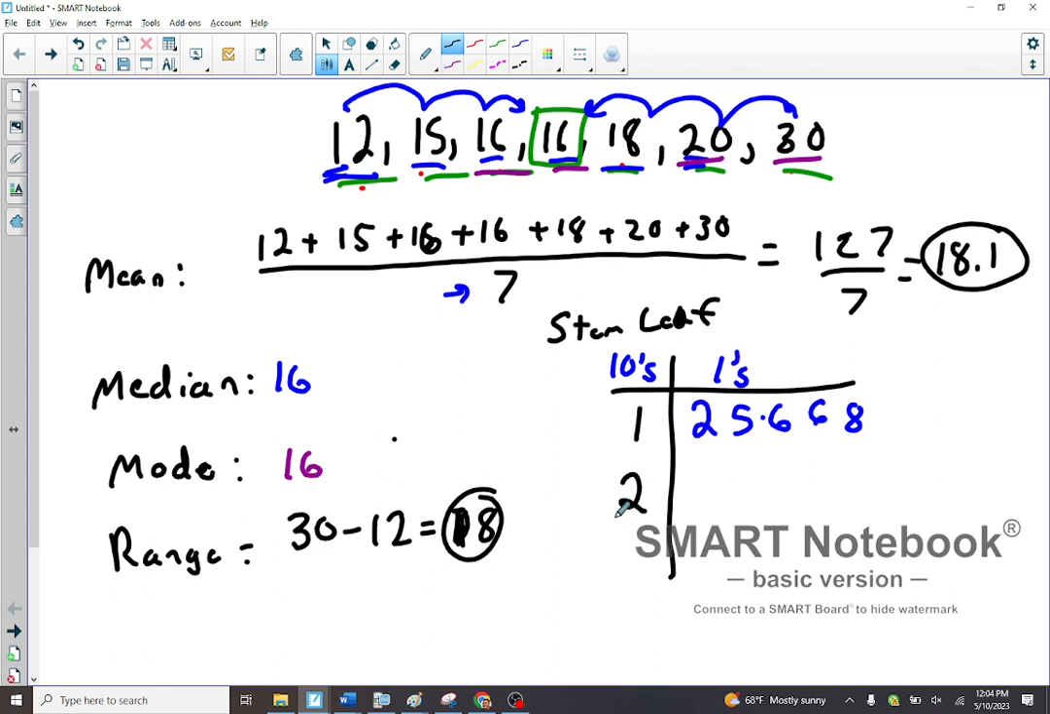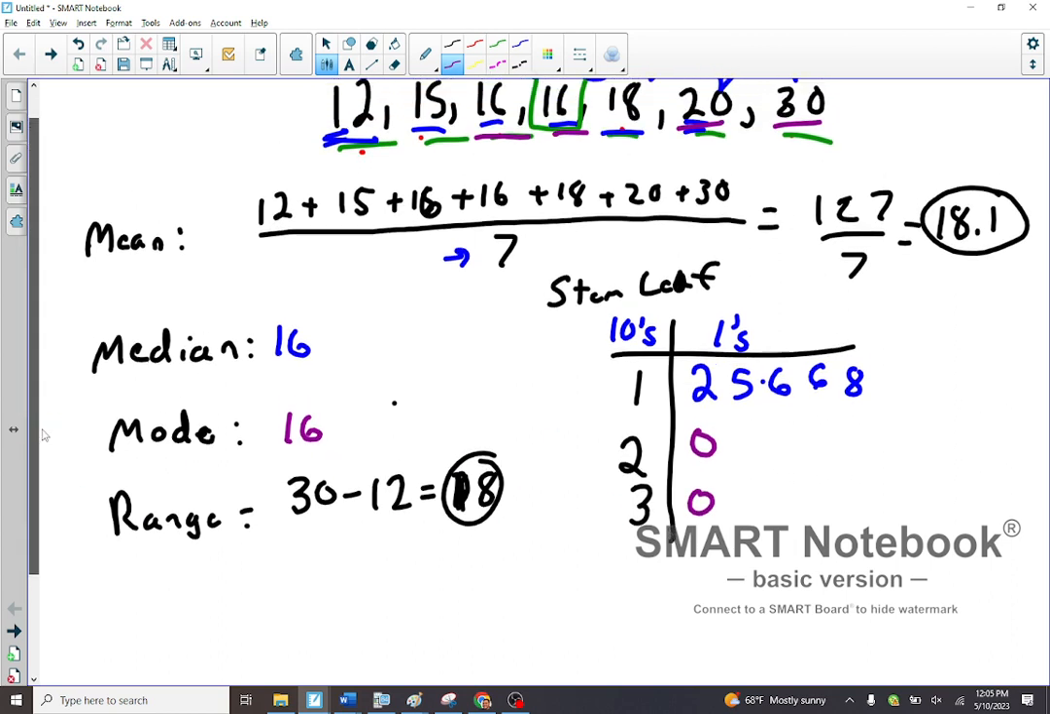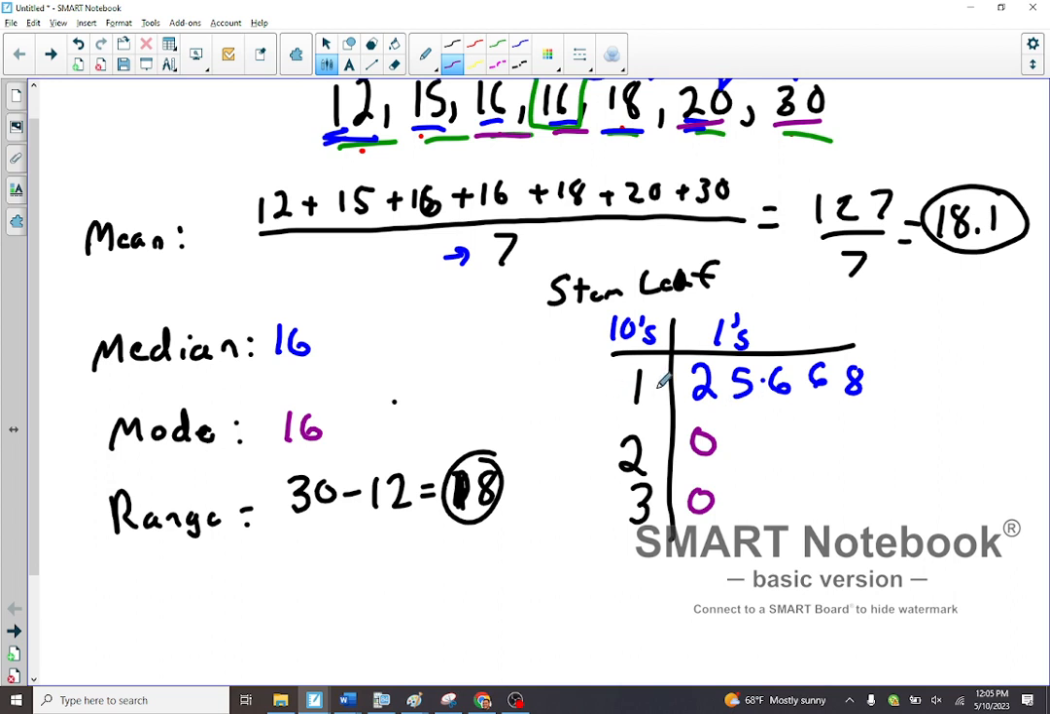I should have put 3 for a stem. For 20, I'm just putting a 0 because I have exactly 20. And for 30, I'm going to put a 0 because I have exactly 30. So make sure your stems and leaves are in the right position and correct together.